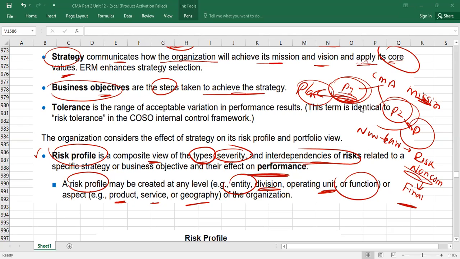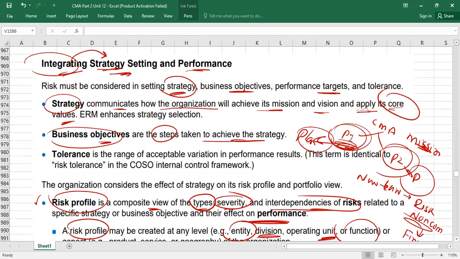So this is what is meant by integration. Integration means, I'm just revising in simple lines, whenever you are setting any strategy or any performance targets, you need to consider which kind of risk you can face due to this strategy. Kind of risk means types of risk, how severe they are, right? And what their interdependence is, right? So you have to think. This is what is called integrating strategy setting and performance.